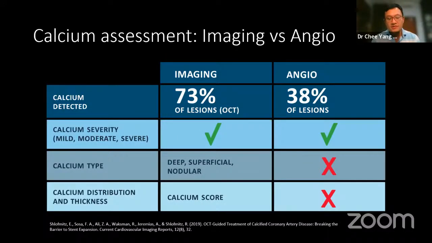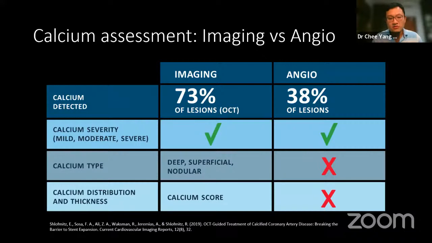I'm just going to start off with this slide that basically shows that, although we think that we can see calcium on angiography, we do miss it a lot of the time. If we use imaging, such as OCT or IVUS, we can see a lot more calcium, which we sometimes might not be able to appreciate on angio alone. Of course, with angio, we have ways of scoring the severity of calcification, but certainly nothing as robust or as granular, if you like, as the ways we can do it with OCT or IVUS.